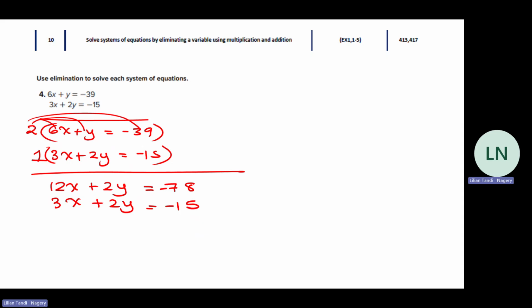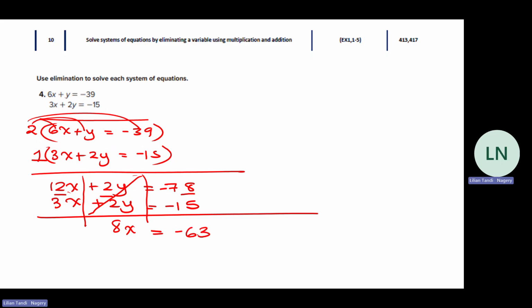So let me confirm. 39 times 2 is 78. Okay. Now I have same rakam, same half, and the isharas are the same. So I will minus. So this will become 0. 12 minus 3 will become 8x. So 12x minus 3x will become 8x. Negative 78 plus 15. Or you put negative 78 minus negative 15. You should get negative 63. Divide by 8, divide by 8.